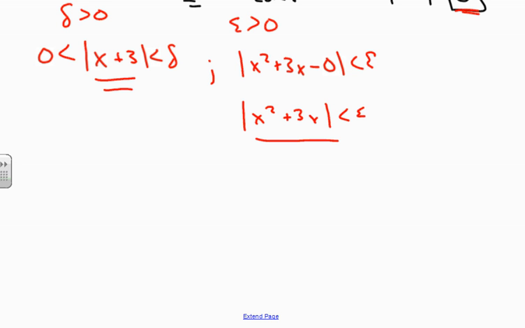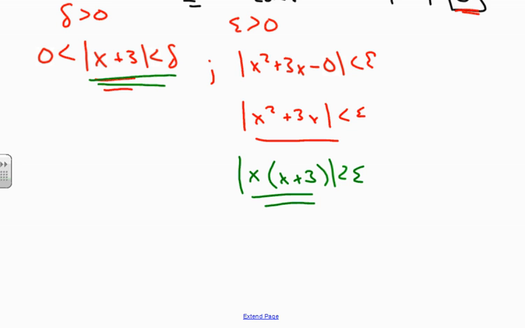In doing so, we're going to take this function, and you realize that we can factor out an x here. And when we do that, we have x plus 3. Now, in many of these other problems, our goal is to make this inequality the same as this inequality. So the only thing that we're missing is this extra x. So we're going to take this value right here, and we're going to divide epsilon by x.